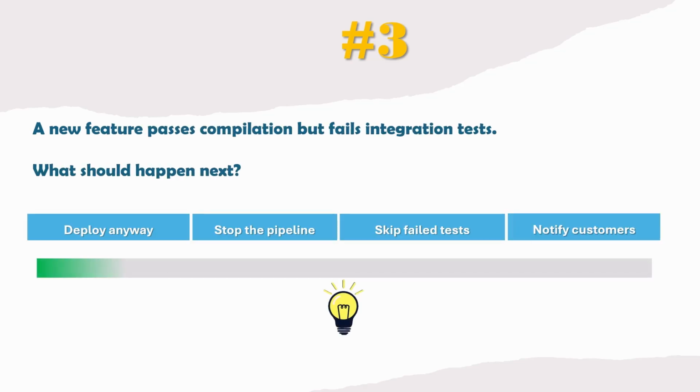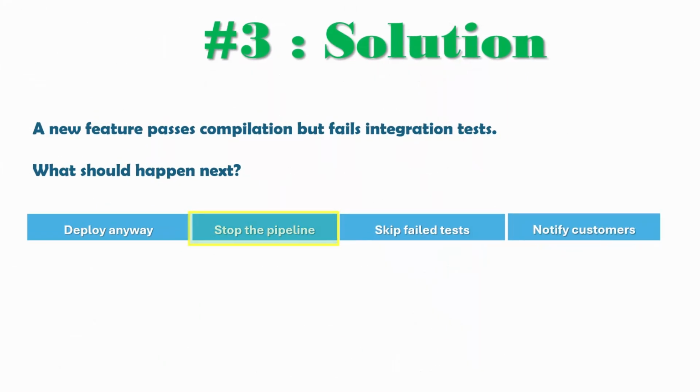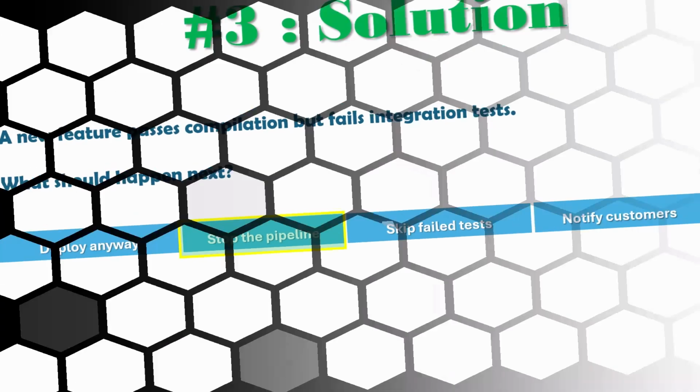Next, a new feature passes compilation but fails the integration test. The correct answer is stop the pipeline. Compilation only confirms that the code can be built. Integration tests verify whether different components work together correctly. Since these tests failed, Jenkins or any CI/CD tool should immediately stop the pipeline. Deploying software with failed tests could introduce serious defects in production.